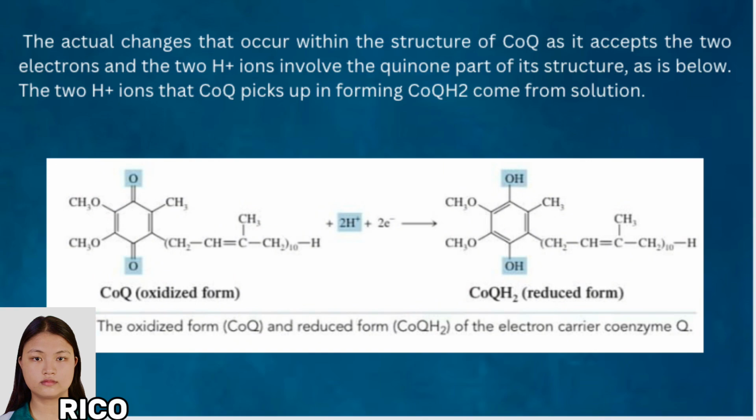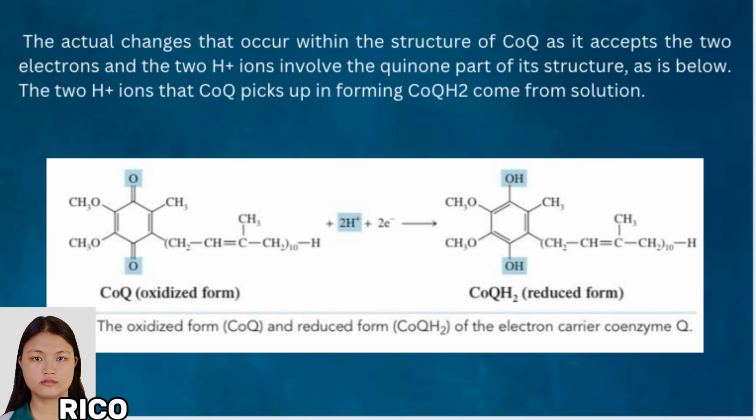So, in conclusion, complex 1 of the electron transport chain plays a key role in oxidizing NADH, transferring electrons, and pumping protons to establish a gradient. This is just the beginning of the electron transport chain, but it is foundational for the entire process of ATP generation.